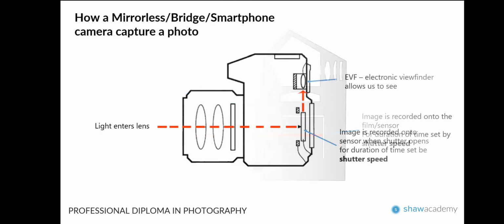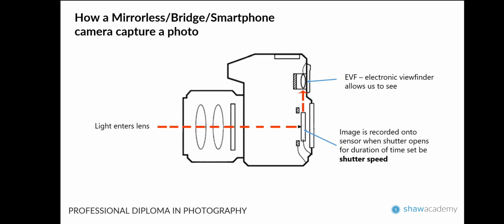Now, if we're using a bridge camera, a smartphone, a mirrorless camera, anything like that that doesn't have a pentaprism or a mirror inside it, the process is a lot more straightforward. Light enters through the lens. When we take the photograph, the shutter simply moves out of the way and allows light to be passed onto the image sensor to record the image. Now, in our smartphones, there's no shutter as such. There's no shutter curtain. The image sensor simply activates for the amount of time that we choose, or that the camera chooses itself, to record the image.